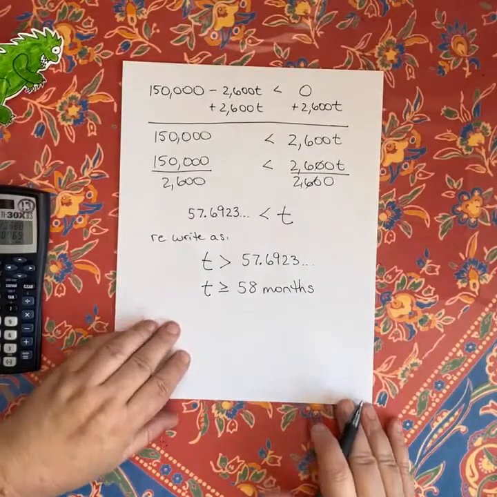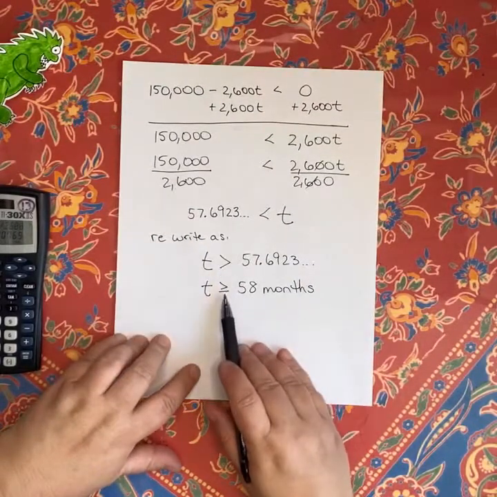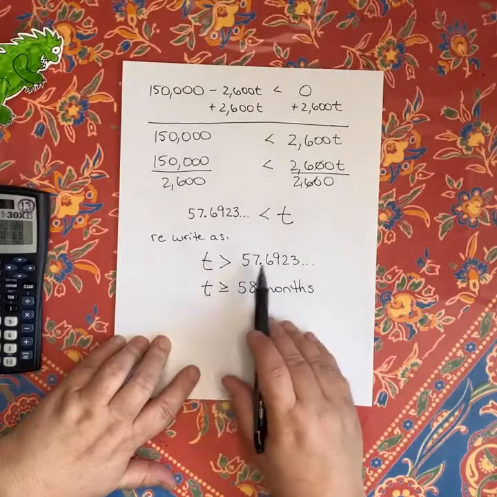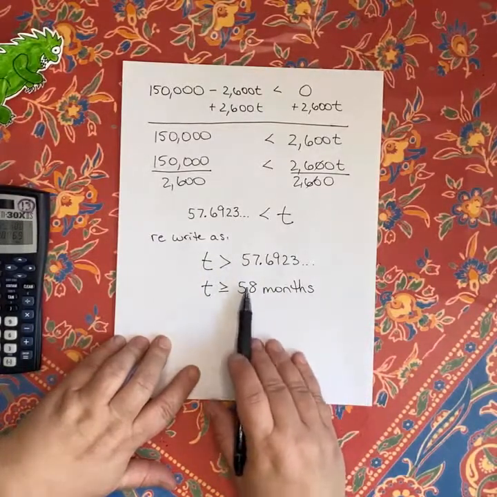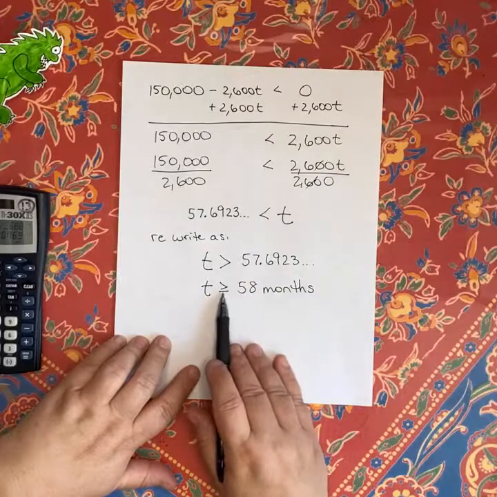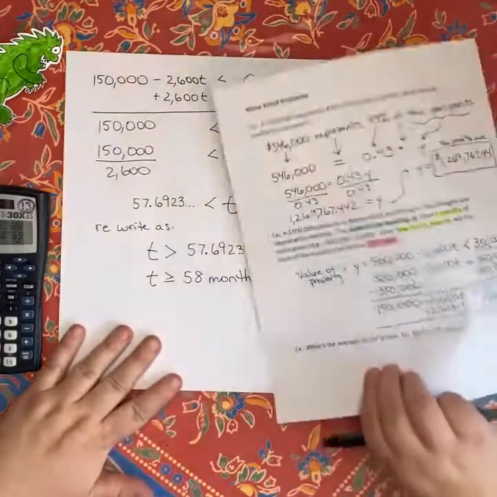Now, if you're really nervous about that, like, oh, wait a minute, what did you just do there? Well, I said t has to be bigger than this. It could be 58 because that is bigger, so I added an equals in there. Let's go ahead and give it a try.